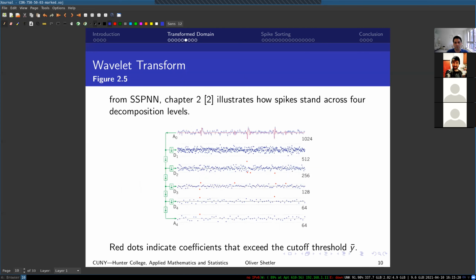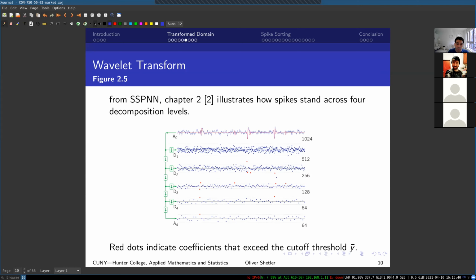So this is just an illustration of how that looks. It's taken from figure 2.5. And you can see how when you impose the wavelet decomposition, what you start to see is that there are these kind of outliers that stand out. They're sort of marked off in red here. And those are the ones that exceed the cutoff threshold, right? So we're identifying spikes from various decompositions in the wavelet transform domain.